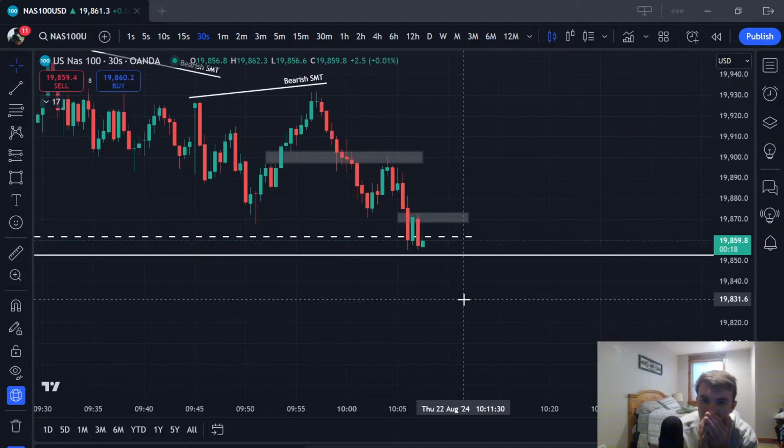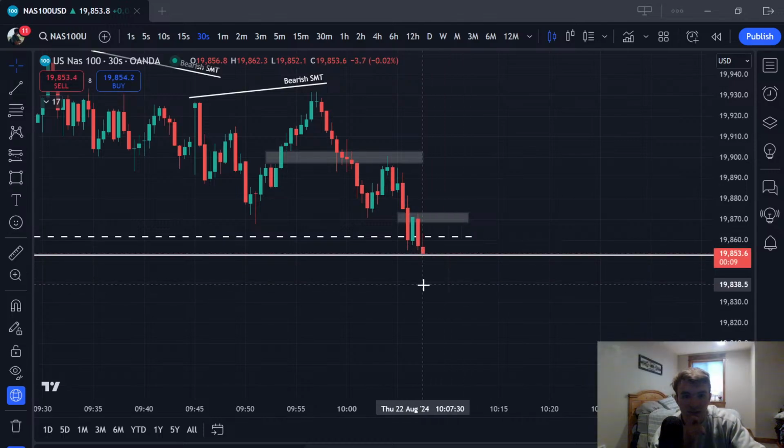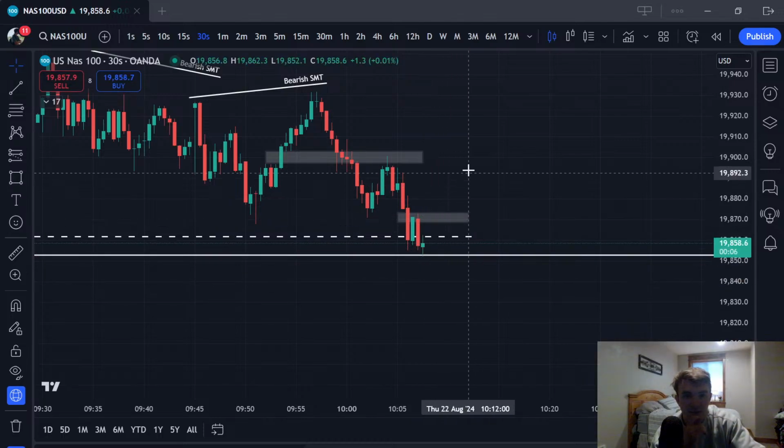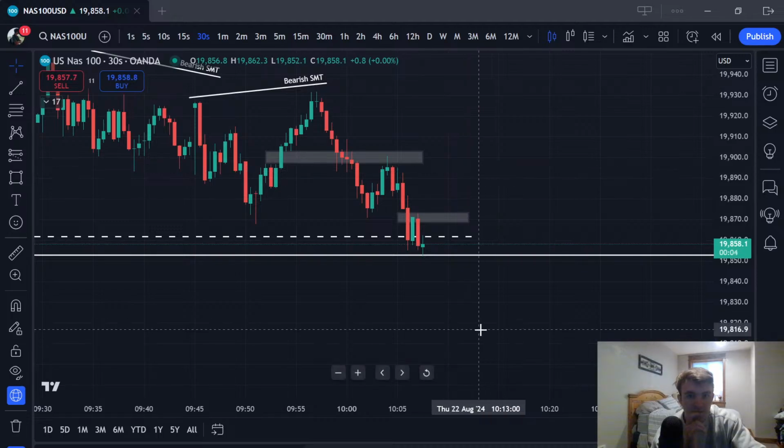Now we're just watching and waiting and seeing what fair value gap gets created and what fair value gap gets violated. So if we push into it and make a fair value gap and then inverse out of it, that'd be pretty good.